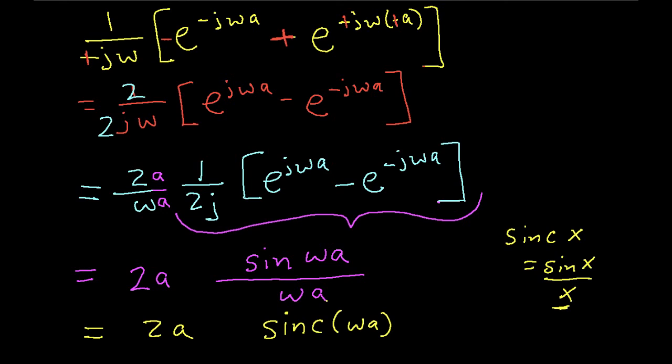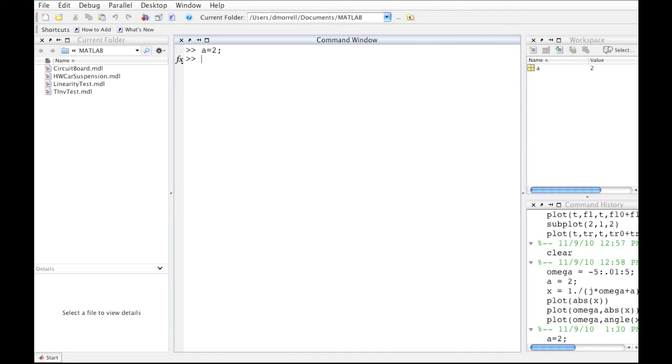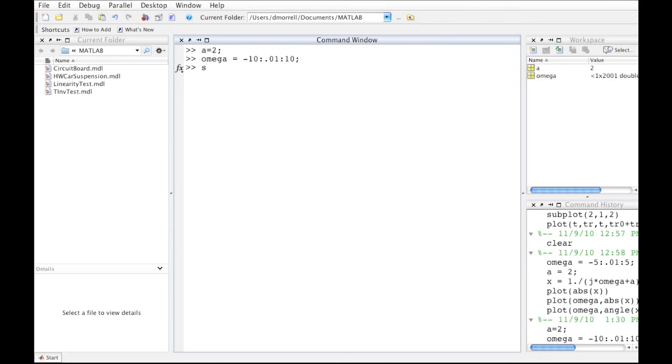So let's go to MATLAB, or your favorite MATLAB equivalent, and plot the sinc function. Well, let's start off by saying a is equal to 2. Seems like a good number for a. We'll create an omega, and we'll have omega go from -10 with an increment of 0.1 up to a final value of 10. We'll choose s to represent the sinc function and compute it as sine a times omega divided by a times omega. And now we'll plot s as a function of omega.